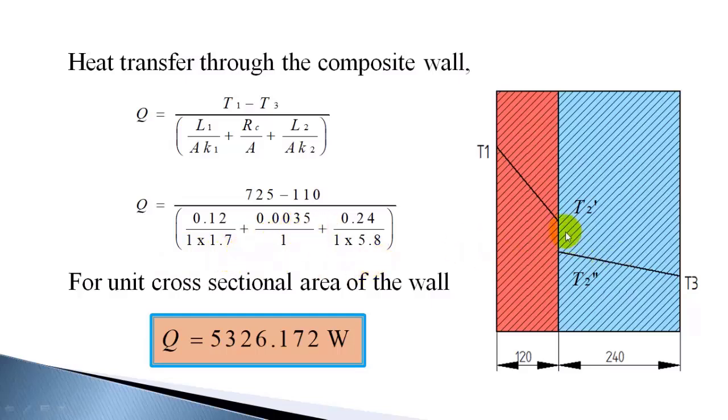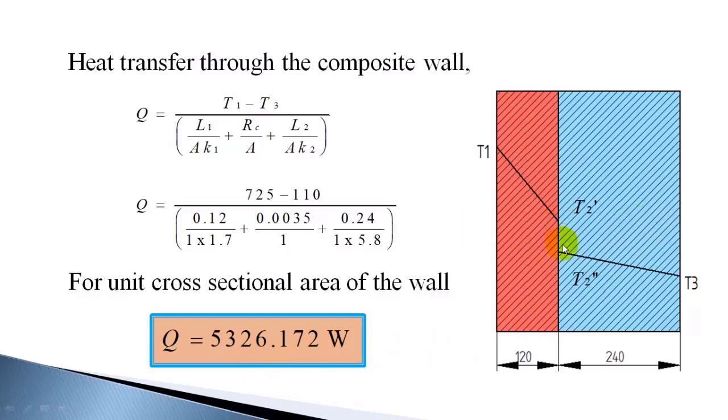Now RC is 0.0035 divided by 1, or you can just substitute 0.0035 because you are taking it for unit area, plus 0.24, that is the thickness of this layer, divided by area is 1 and thermal conductivity is 5.8. That will give the heat transfer. So Q we will get as 5326.172 watts. This is the rate at which the heat is flowing through this.